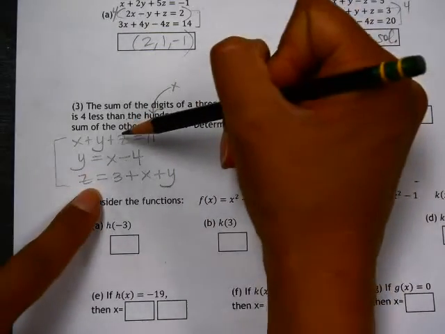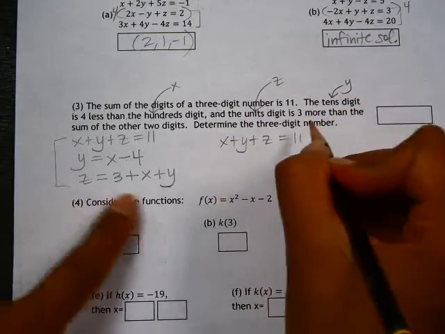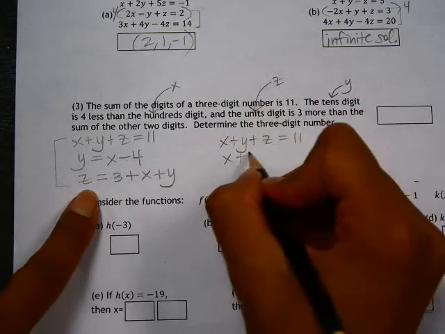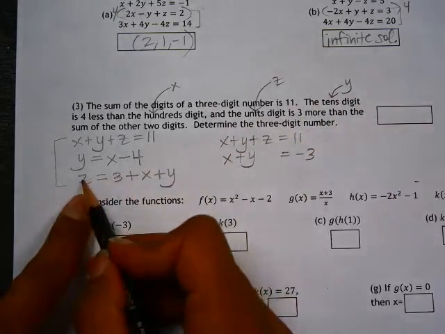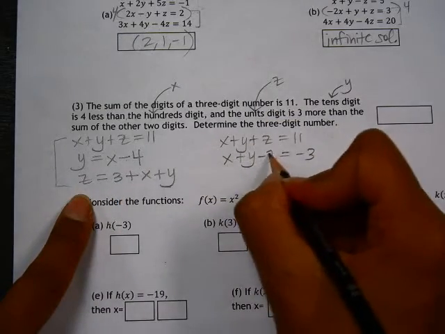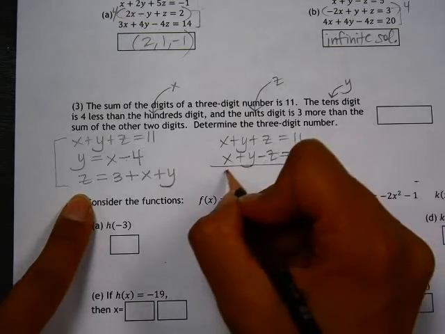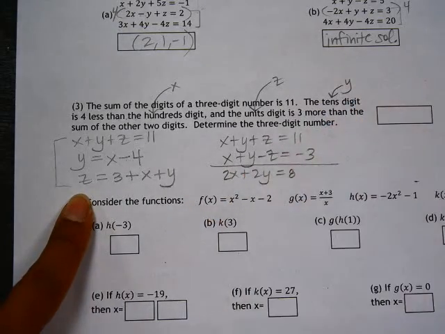So these two will be a little bit easier to combine if I just rewrite this last equation in this order. So I have x plus y. I'm going to move the 3 to the other side, and I bring the z to this side. So notice the z's cancel out. That gives us 2x plus 2y equals 8.